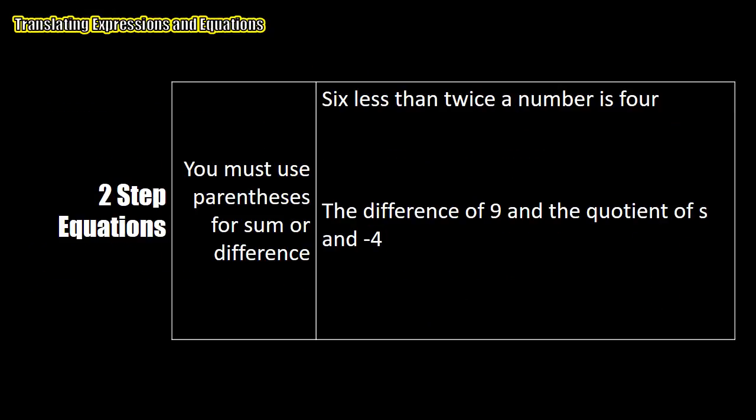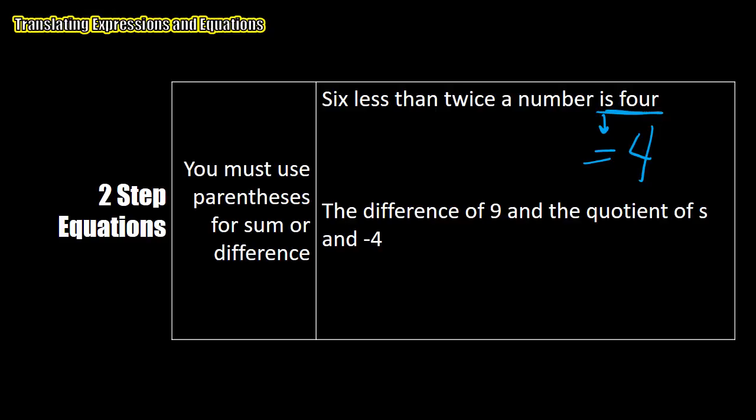Let's talk about how we deal with two-step equations. For two-step equations, sometimes we have to use parentheses to group some different things. We have two examples here. If you realize it makes more sense to do some things first before you keep moving on, that's when we're going to use the parentheses. For the first one, we have 6 less than twice a number is 4. To break this down, I'm going to figure out if this has an equal sign, and it does. This word is the equal sign. So I know that this is equal to 4.